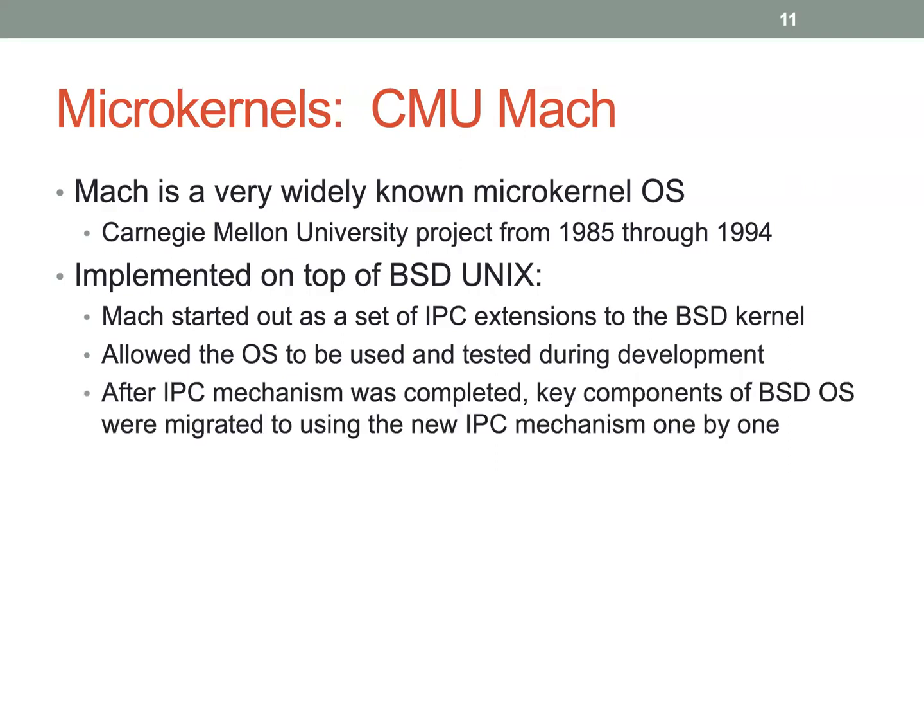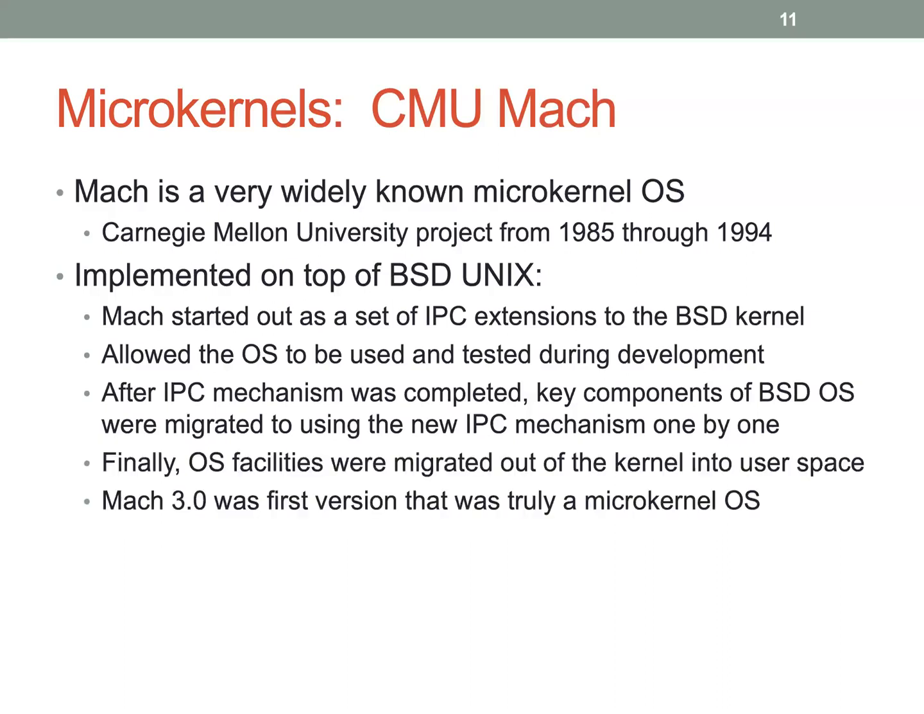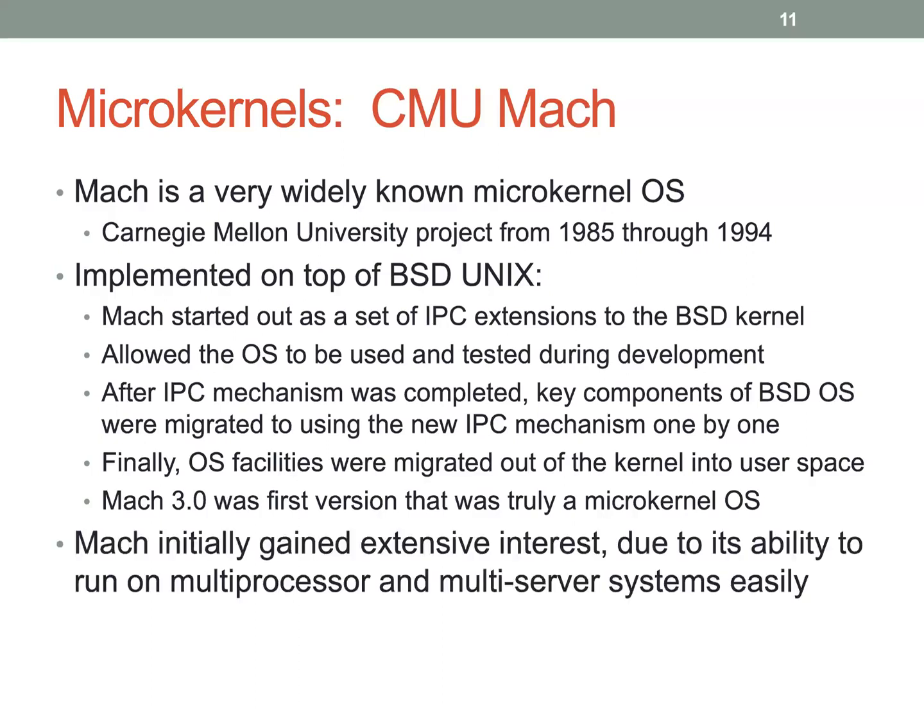So as it says on the slide, different parts of BSD started to be migrated out of the kernel into user mode programs that depended on this inter-process communication mechanism. Sounds great, right? So we're migrating out, like it says on the slide, OS facilities are getting migrated out of the kernel into user space. Awesome. Now we have Mach 3 and it's a microkernel OS and we're super happy. Life is now full of rainbows and unicorns. Everything is wonderful.